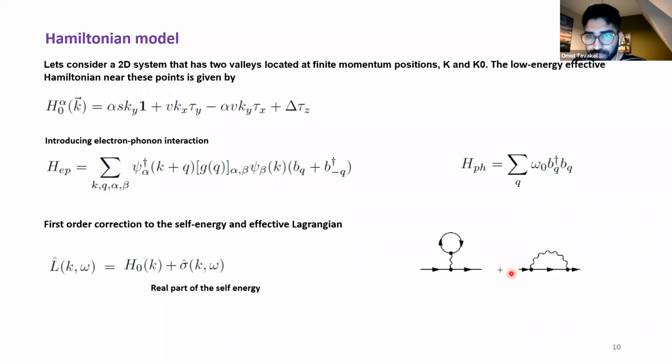Let me see. For example, if you consider electron-electron interactions, not electron-phonon interactions, in that case, I think the first order term in the electron-electron Coulomb interaction just changes, for example, the mass of electrons or something like that. They don't provide the omega dependency in your self-energy.